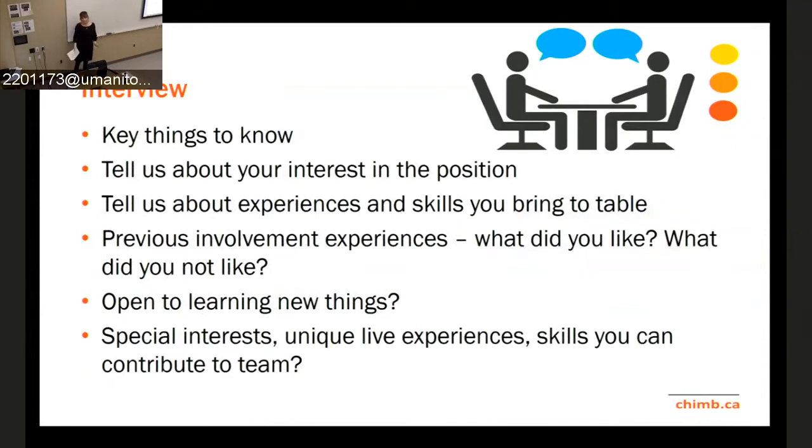Open to learning new things. Do you have an interest in this? What are some of your special hobbies or interests? What kind of unique things do you bring to the table? One thing I will say right off the bat is that people shouldn't feel pressured to share more than they're willing to share in these types of things. Yes, we're asking for people's experiential knowledge in a research project and research decisions, but no one should feel pressured to share all of their information.